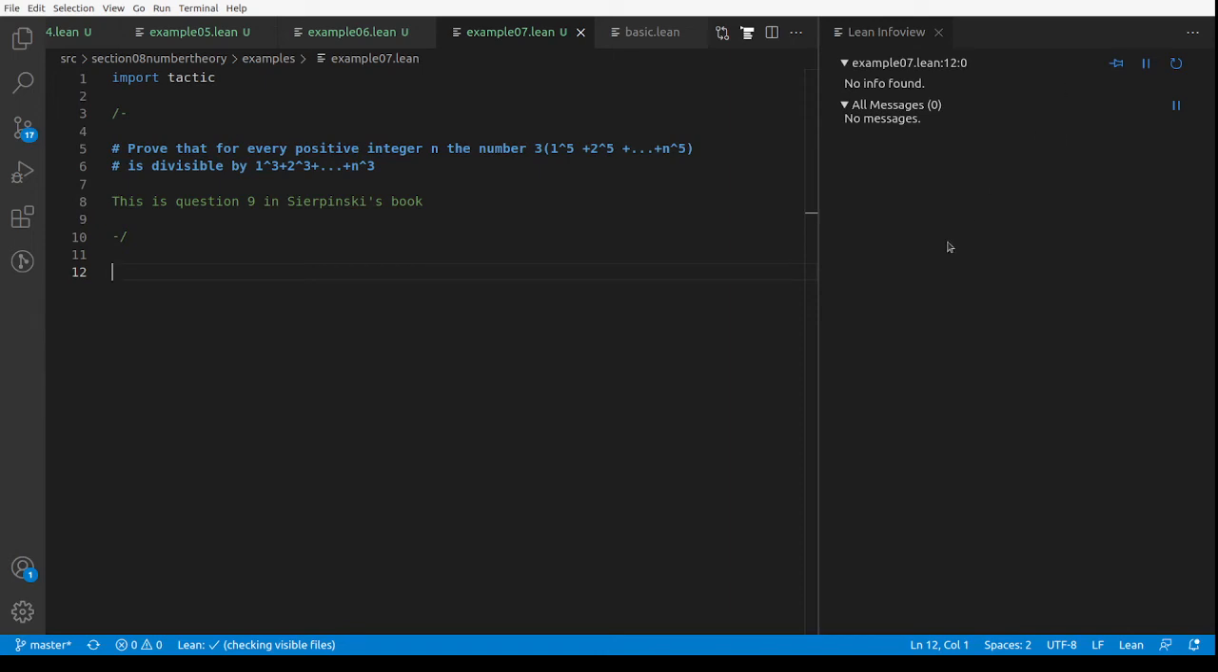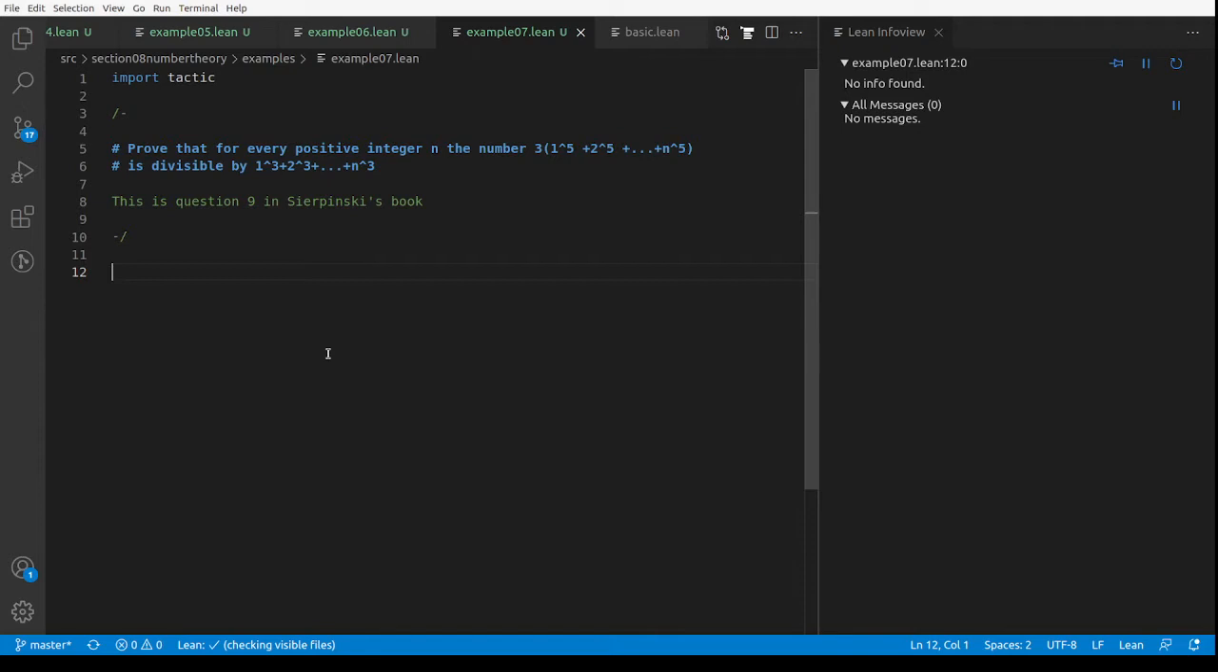Right, I need to get to bed, so let me just do this one. Question 9 in Sierpinski's book. I've skipped a few because I think these ones are... I haven't shown you how to do infinite sums. Sorry, finite sums. I think I need to show you how to do finite sums.